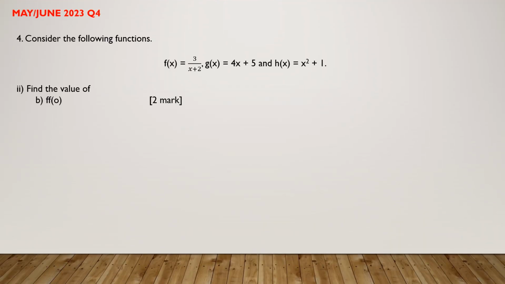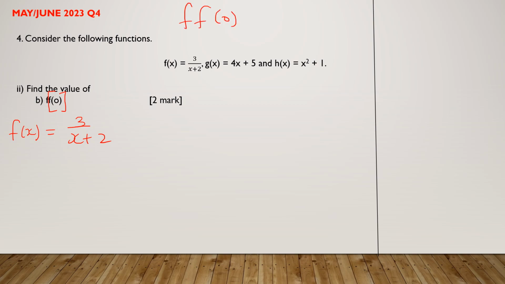Here we have: find the value of f of 0. All right, so let's have our working here. We want to find f. We recognize that f of x is 3 over x plus 2. So we want to find the inside first, okay, so it's f of 0. We're going to work out inside first, and then we go that way.